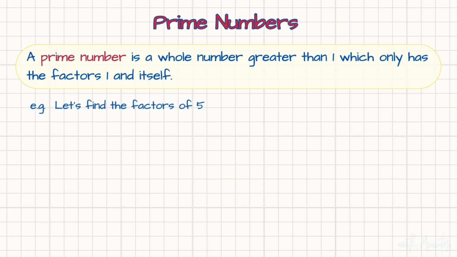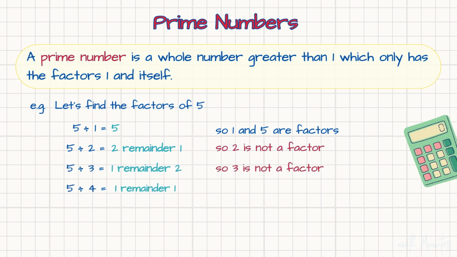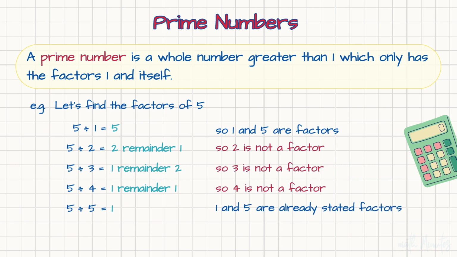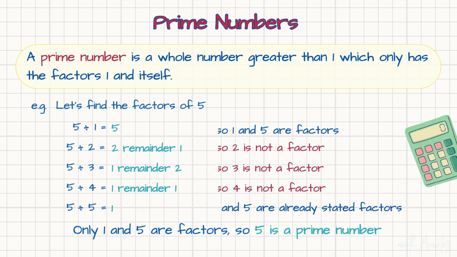For instance, let's take the number 5 and find its factors. We begin by dividing 5 by 1, which gives us 5. Then we divide 5 by 2, which does not give us a whole number without a remainder. We continue dividing 5 by 3, 4, and finally 5, and find that 5 is divisible by only 1 and itself. Therefore, 5 is a prime number.